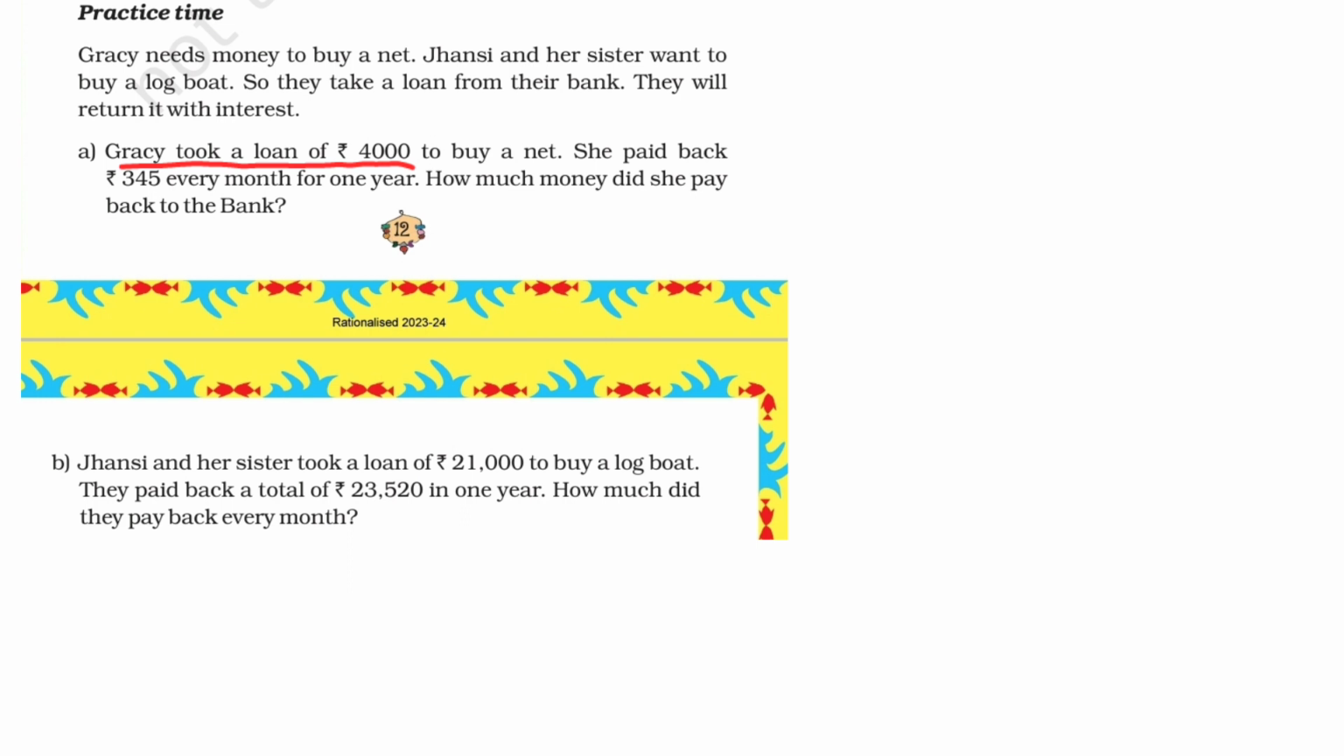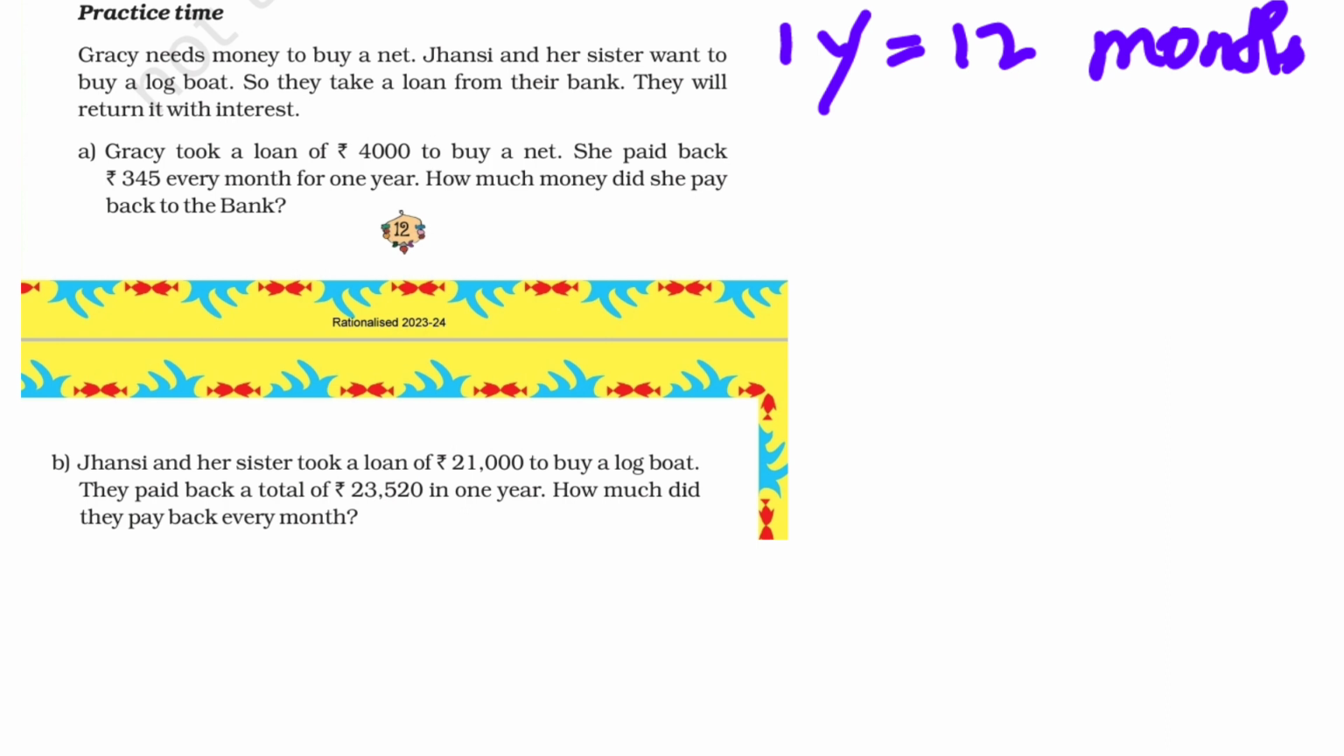So Grace took a loan of 4,000 to buy a net. She pays back rupees 345 every month for 1 year. How much money did she pay back to the bank? So 1 month she is paying 345 rupees. So 1 year she is going to pay it every month. So 1 year equals 12 months. So 12 into 345 rupees, you need to multiply this and get the answer.